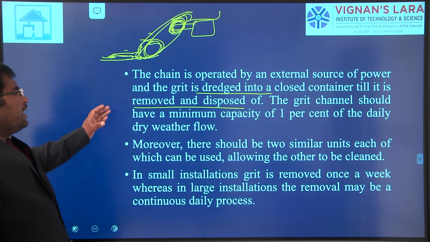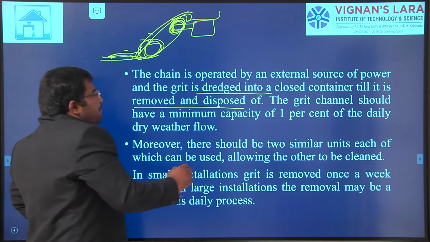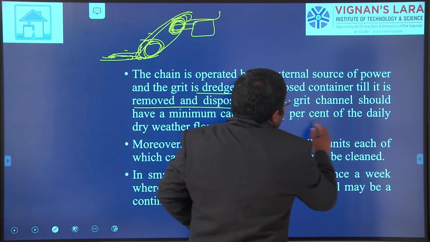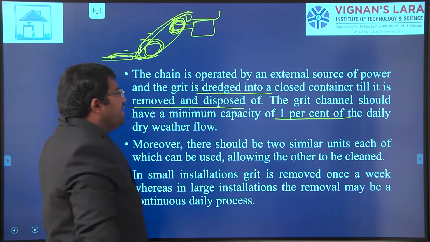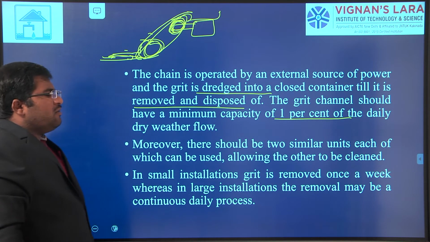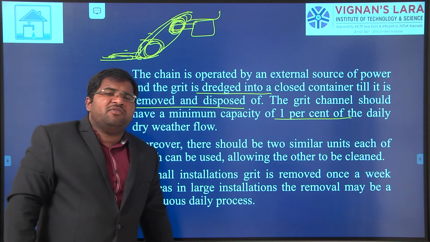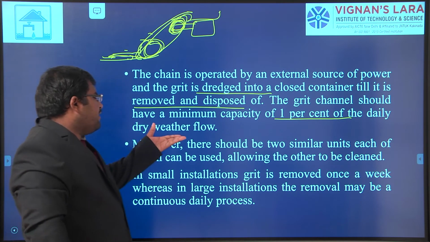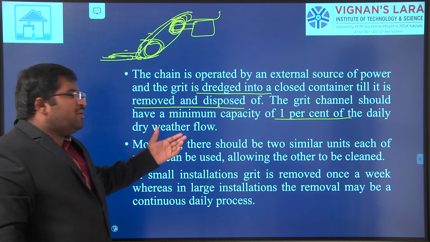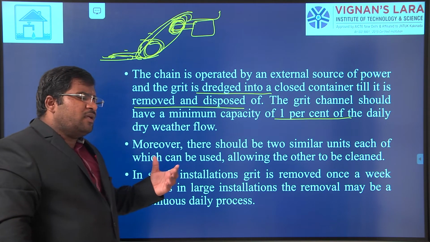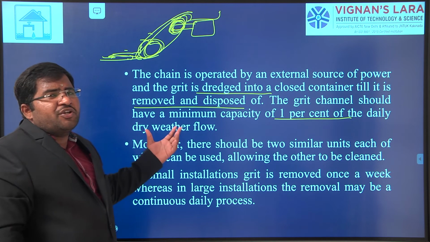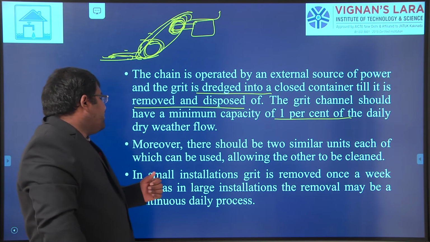The grit channel should have a minimum capacity of 1% of the daily dry weather flow. What is dry weather flow and wet weather flow? Dry weather flow is the generation of sewage. Wet weather flow is, in the case of rainy seasons, the storm water we get.